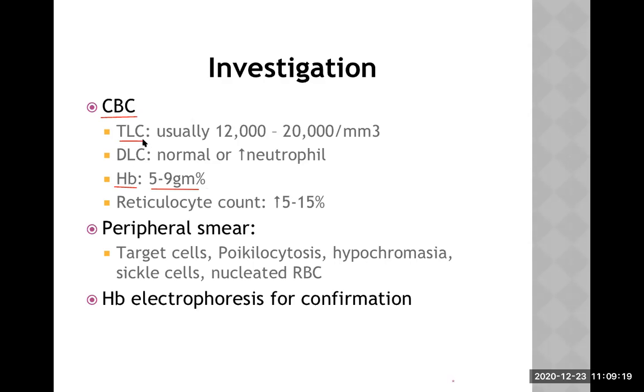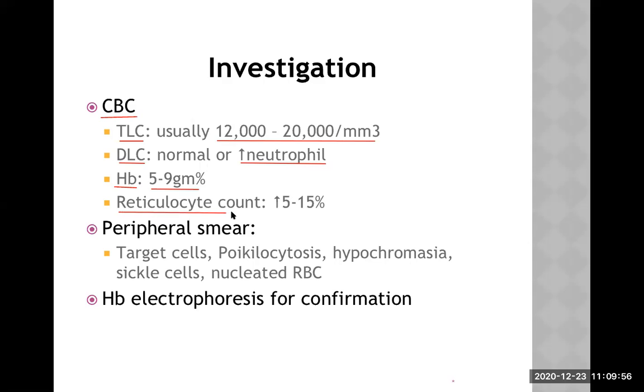What about the total leukocyte count and differential leukocyte count? Total leukocyte count usually ranges between 12,000 to 20,000. This is because of infection. There is a high chance of infection in this condition as a result of decreased immune function, especially of the spleen. And among them, neutrophil count will be higher if bacterial sepsis is there. If another type of infection occurs, then the neutrophil count may be normal, but there may be lymphocytosis or things like that. It depends on the situation.